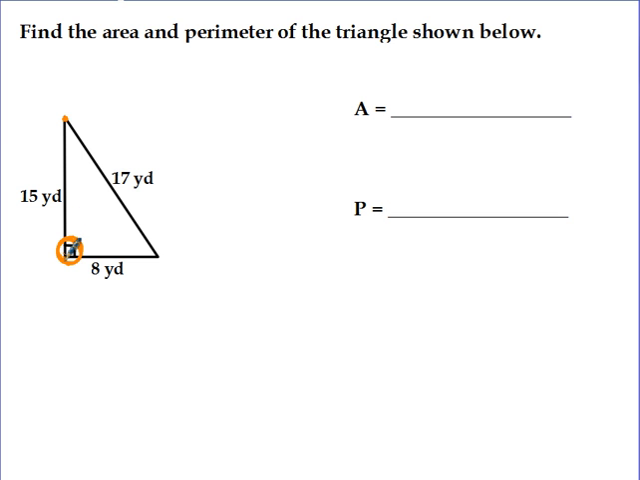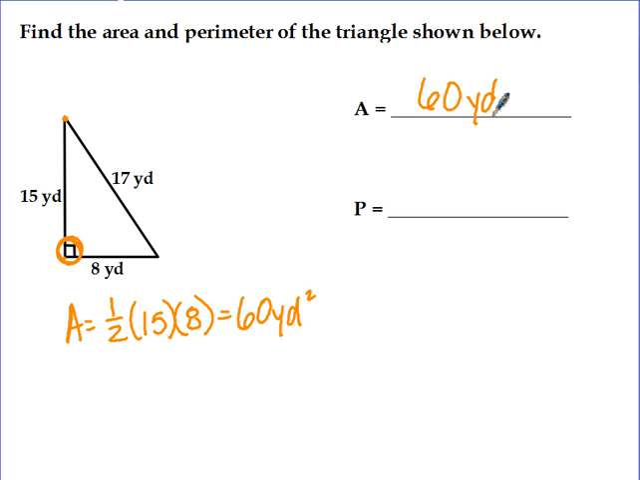So your area is going to be 1/2 15 times 8, which gives you an area of 60 square yards. And then our perimeter, we don't have to worry about the height now because we can just add up all three sides. And that gives us 40 yards.